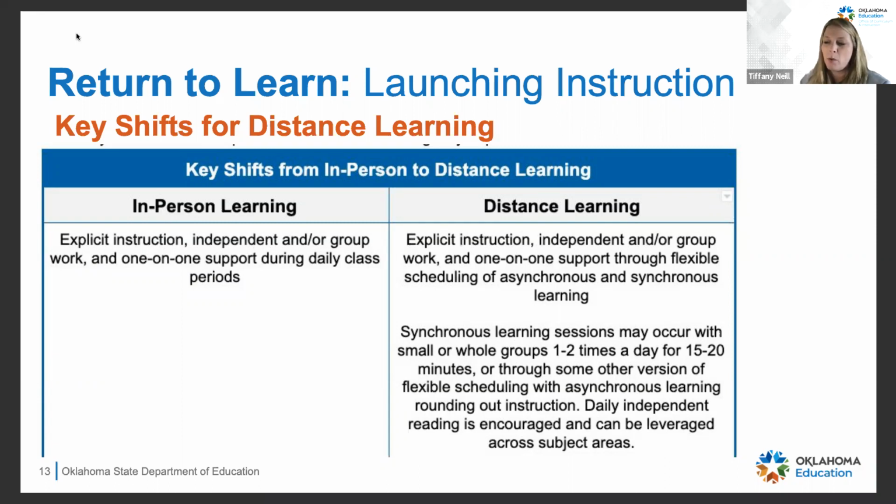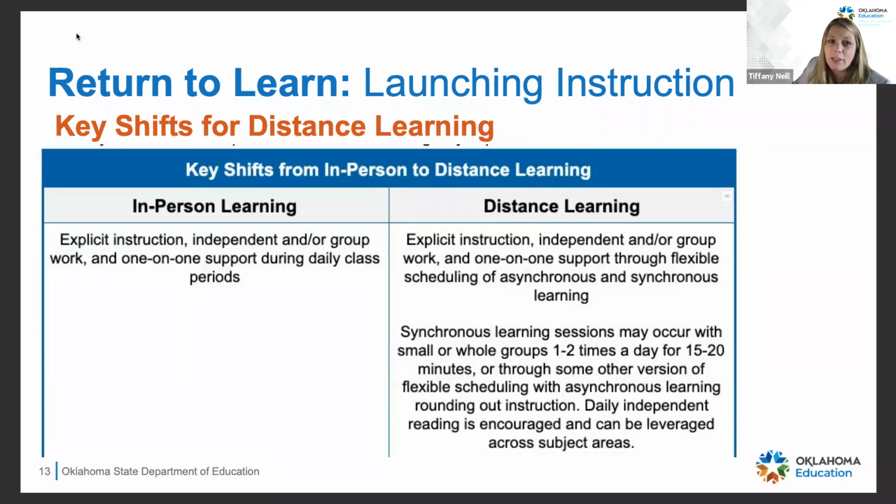So in this chart, for example, one of the things we point out for in-person learning is that students can experience explicit instruction, independent or group work, and one-on-one support during daily class periods. That's probably pretty common for traditional schooling. However, when you move to a distance learning setting, there's still some commonalities. There can be time for explicit instruction, and time for independent and/or group work, and one-on-one support through flexible scheduling. And that's really the key. It's all about how you schedule the remote learning opportunities for real-time instruction with the teacher and other students, and then that independent time as well.